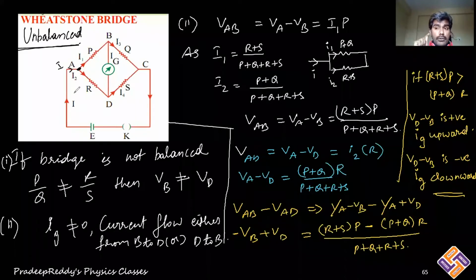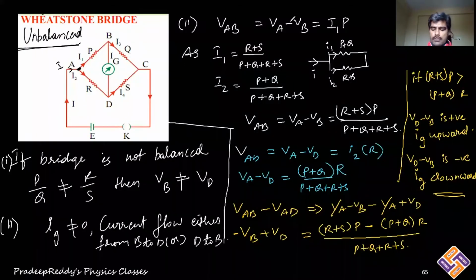As current is flowing through the galvanometer, you cannot eliminate that galvanometer. It will remain in the circuit. So if the bridge is not balanced, you cannot eliminate the middle resistor. In such case, we will be using Kirchhoff laws and we will be solving I1, I2, I3, I4 individually. You need to find them separately. That is a little bit lengthy process compared to the balanced condition.